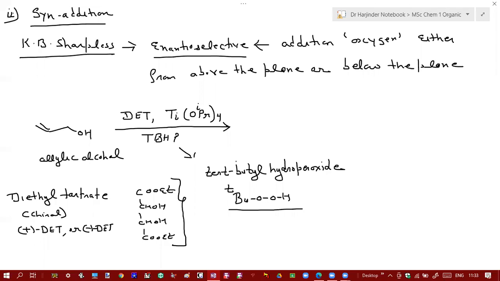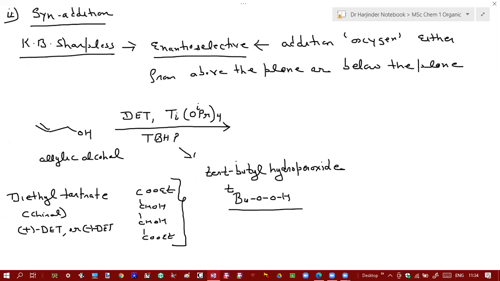Can you tell me, out of these reagents, which is the catalyst? Titanium tetraisopropoxide will act as a catalyst. And what is the source of oxygen? Where will the oxygen that adds come from? Tertiary butyl hydroperoxide, TBHP, will be the oxygen source.